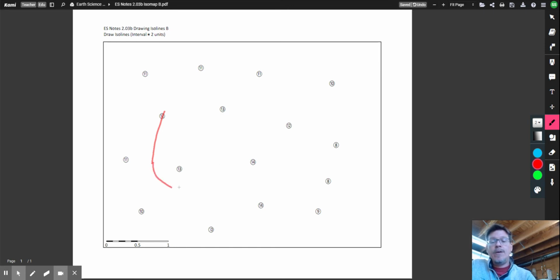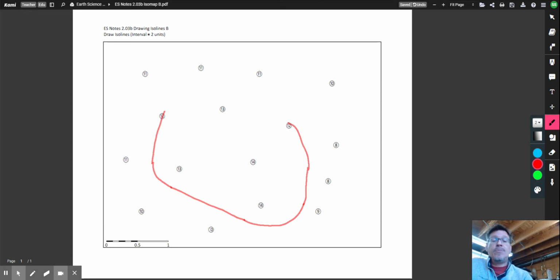And then I look around. I cannot go between 13 and 14, or this 13 and this 14. So I'm not going to be going up, but I can go between 10 and 14. So bring it all the way over here. And then I can go between 9 and 14, so bring it up. I can't go between 8 and 9. I can go between 8 and 14. And there's a 12 right there, so I'm going to bring this up and connect it into the 12.